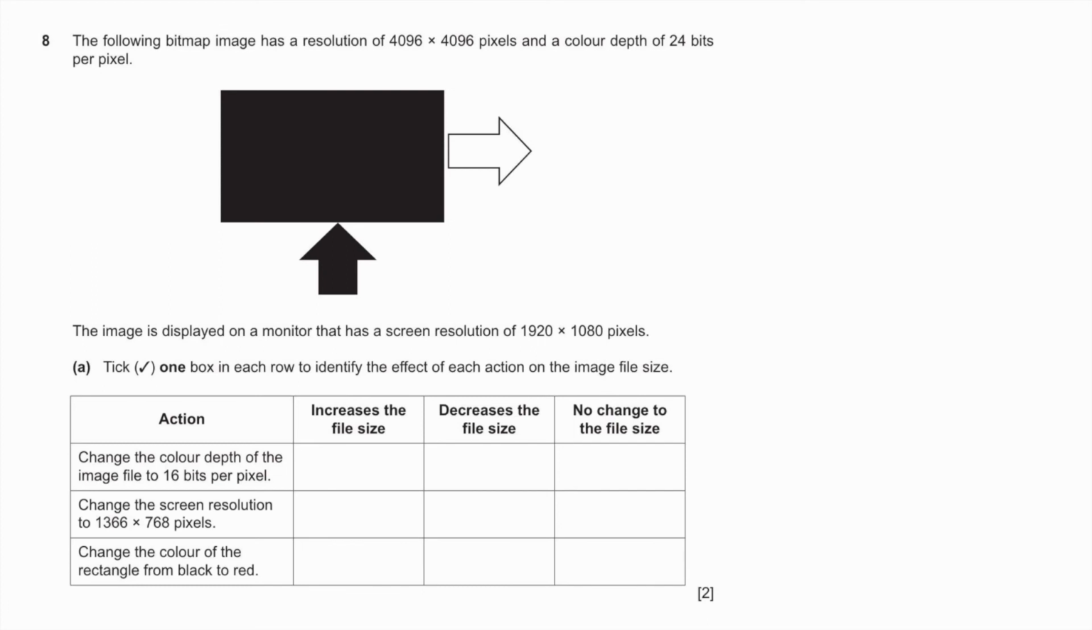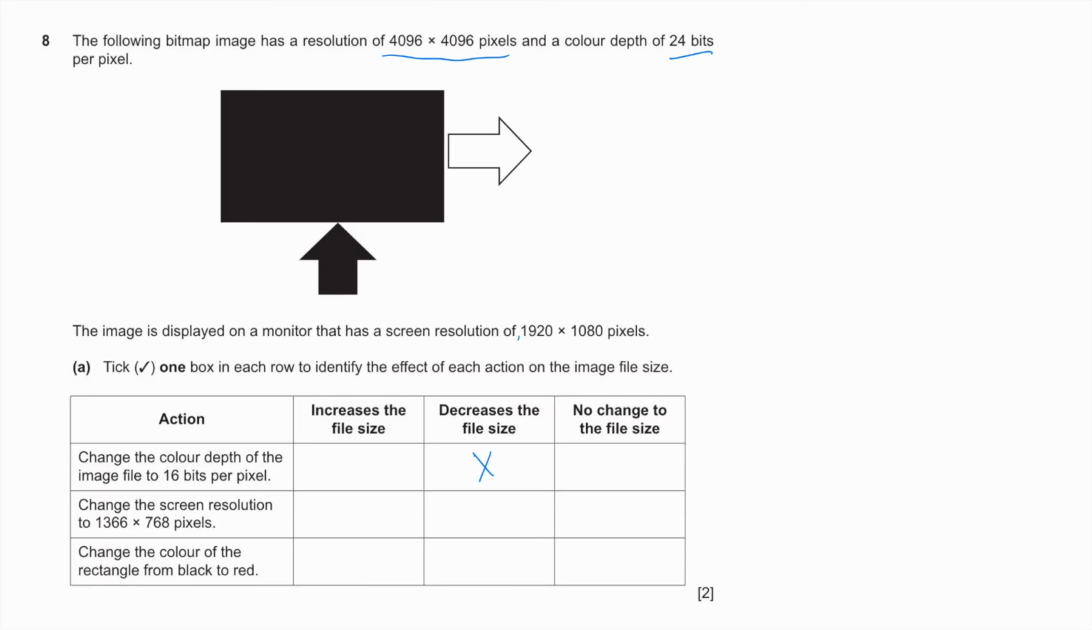Now to put this all together, let's look at an A-level question. Here it says the following bitmap image has a resolution of 4096 by 4096 pixels and a color depth of 24 bits. Remember, a color depth is another word for the bit depth. Now here it says the image is displayed on a monitor that has a screen resolution of 1922 by 1080 pixels. So if we change the color depth of the image file to 16 bits per pixel, we're going from 24 bits to a lower bit depth, or a lower color depth. That means that each pixel will be represented by a fewer number of bits, and therefore we're going to decrease that file size.